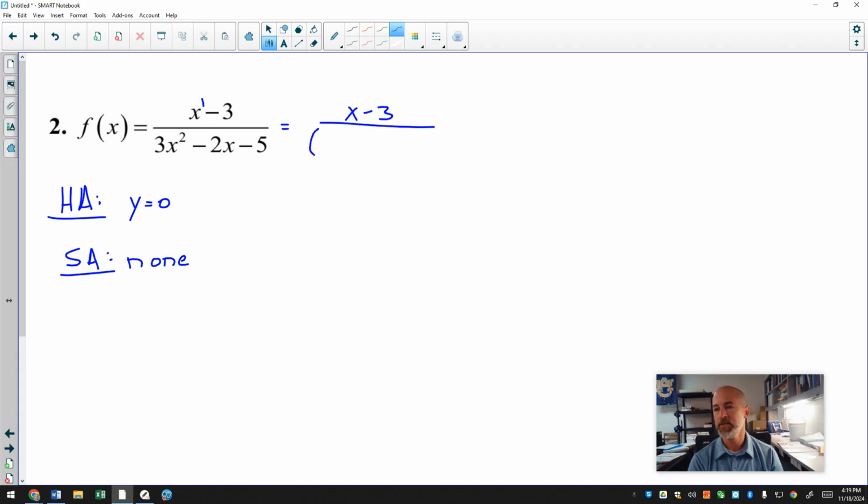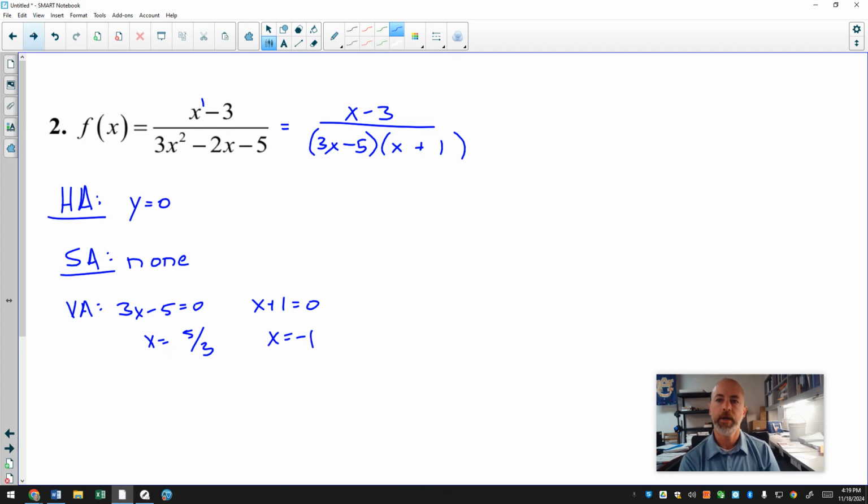The denominator is one of those harder ones to factor. I need 3x and x to get 3x squared, 5 and 2, so 5, 2, 5, 2. How about 5, 1? Negative, positive. There we go. Again, nothing canceled, and for your vertical asymptotes, set each of those factors equal to 0. 3x minus 5 equals 0, x equals 5/3. And x plus 1 equals 0, x equals negative 1.